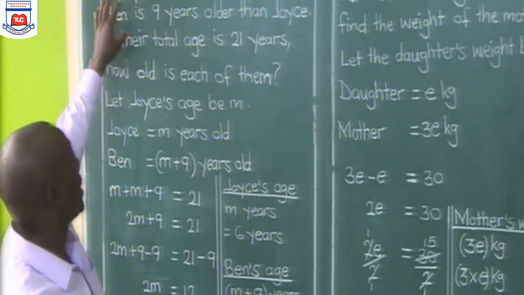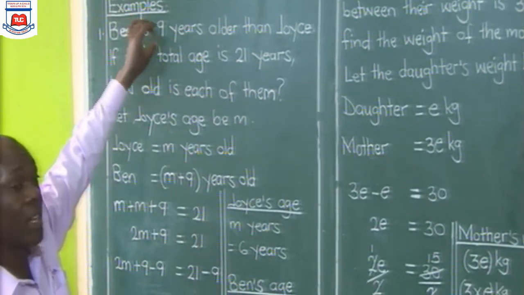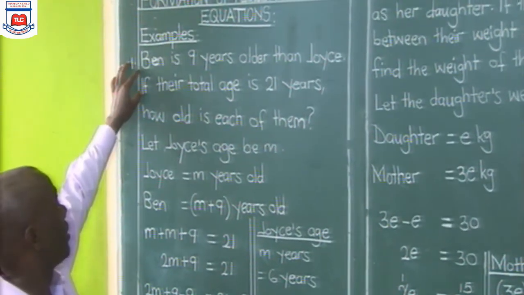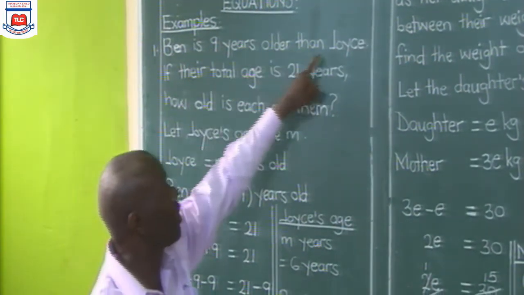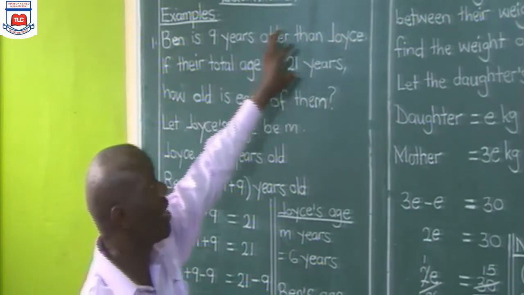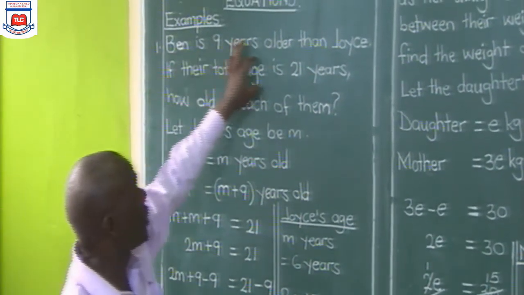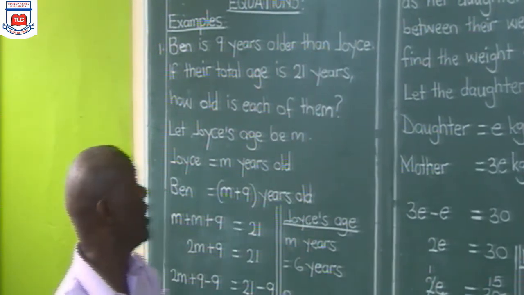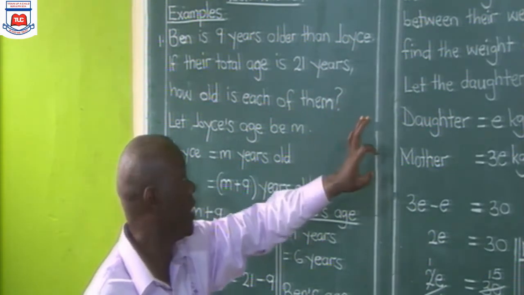We shall look at different examples, and example number 1 reads, Ben is 9 years older than Joyce. If their total age is 21 years, how old is each of them now?